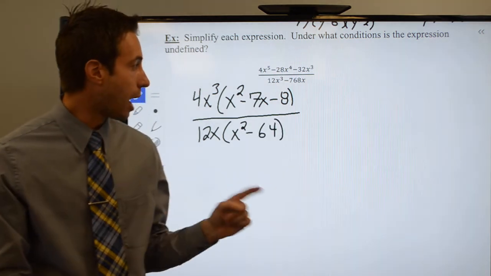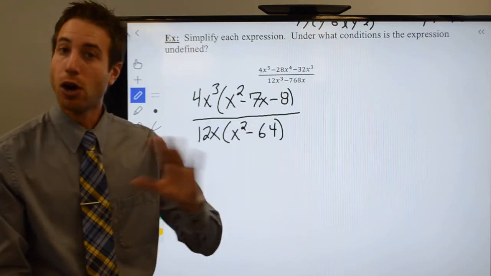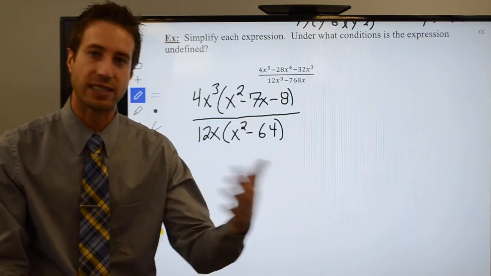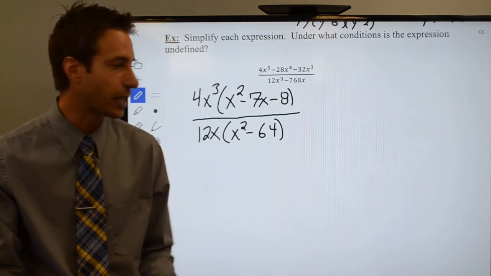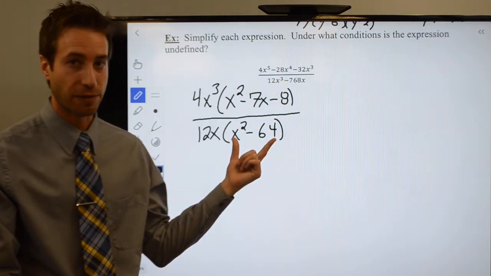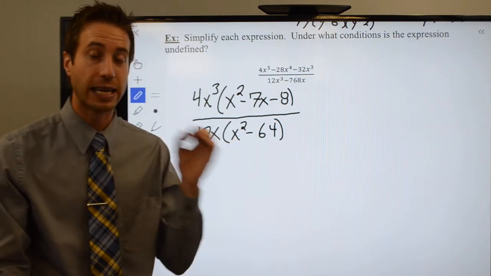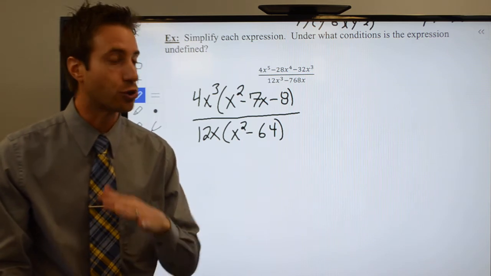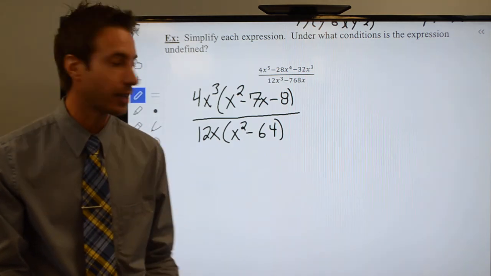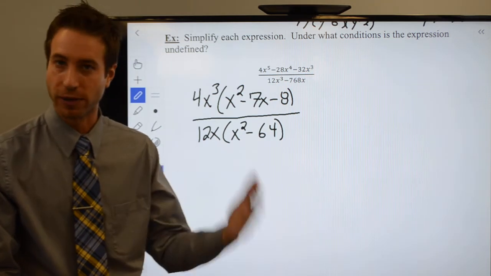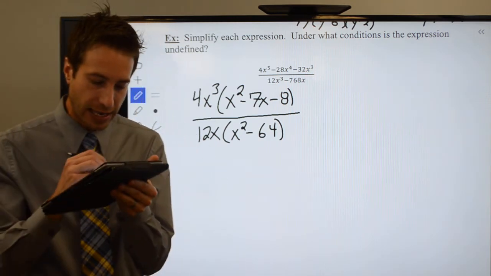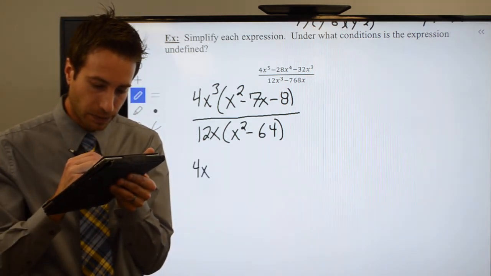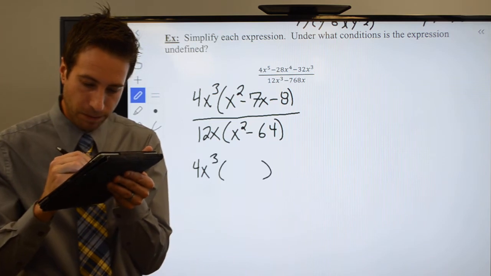Again, in the top, general trinomial. Hopefully it'll factor easily. If it doesn't, we'll have to try something else, but I think it will. And then x squared minus 64. This is the third time we've seen it. Difference of squares. You should recognize them pretty quickly when you see them. 64 is a perfect square, so difference of squares. So we're not done yet. Here we go.